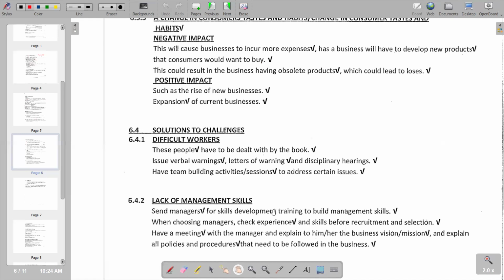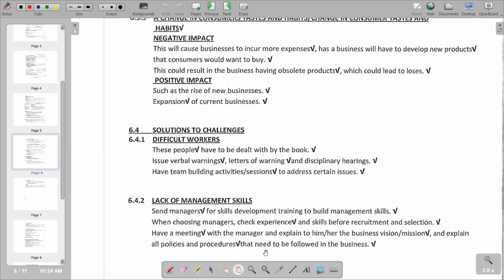Send managers for skills development training to develop management skills. When choosing managers, check experience and skills before recruitment. So the recruitment process should be a very strict one so that you take the best candidates out of the candidates that are available. And then we go to the next: have a meeting with the manager and explain to him or her the business vision and mission.